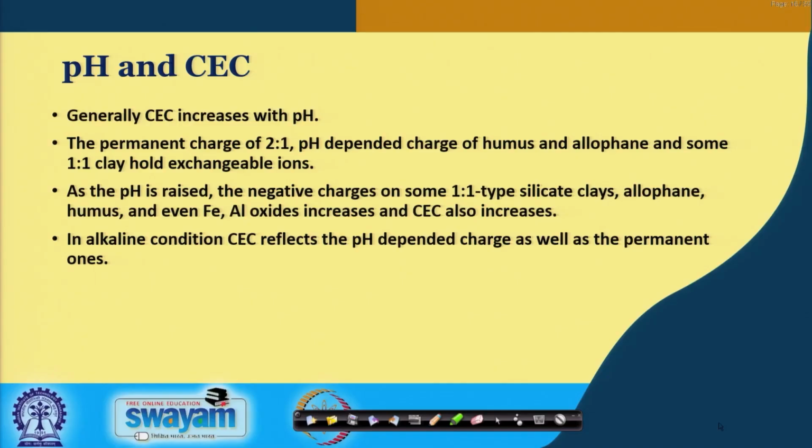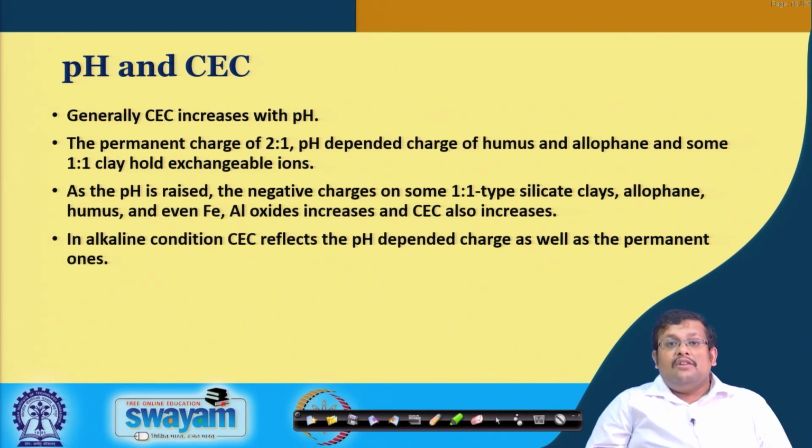Now, next in this lecture we will be talking about the relationship between pH and CEC, and the characteristics of ion exchange as far as soil chemistry is concerned. Generally we know that CEC increases with pH. Obviously, the permanent charge of 2:1 clays, the pH dependent charge of humus and allophane, and some 1:1 type clays hold the exchangeable ions. Although the permanent charge does not depend on pH, the pH dependent charge depends on the surrounding pH.